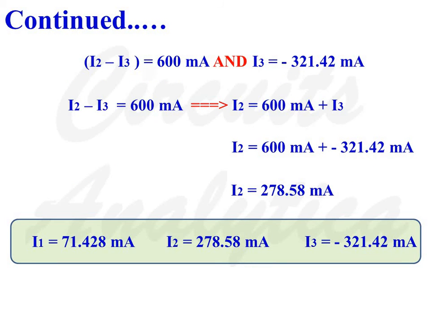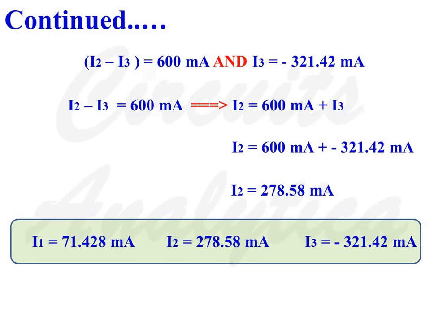So I2 minus I3 is equal to 600 milliampere and I3 is equal to minus 321.42 milliampere. Rewriting the terms, we will get I2 is equal to 600 milliampere plus I3. But I3 is equal to minus 321.42 milliampere. Therefore, we will get I2 is equal to 600 milliampere plus minus 321.42 milliampere.